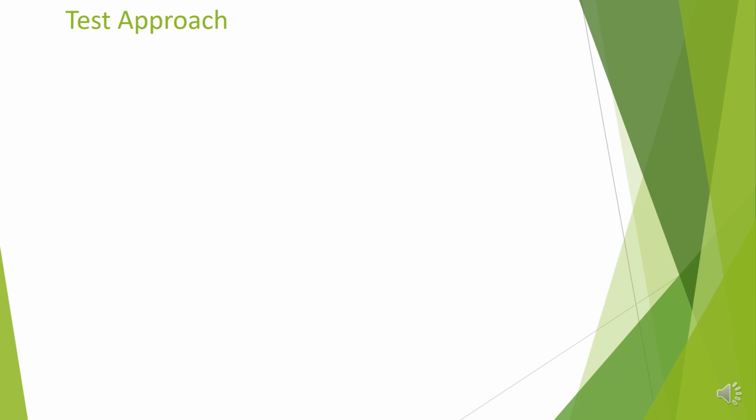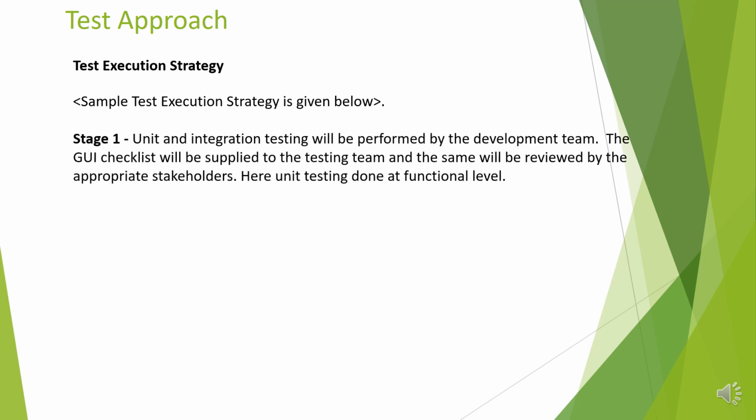Next section in the test approach document is test execution strategy. We can define the test execution strategy in 4 stages. Stage 1. Unit and integration testing will be performed by the development team. The graphical user interface checklist will be supplied to the testing team and the same will be reviewed by the respective stakeholders. Here, unit testing is done at functional level.